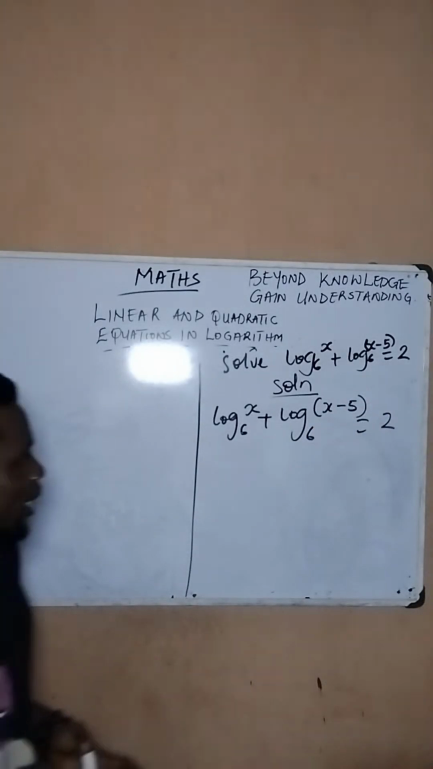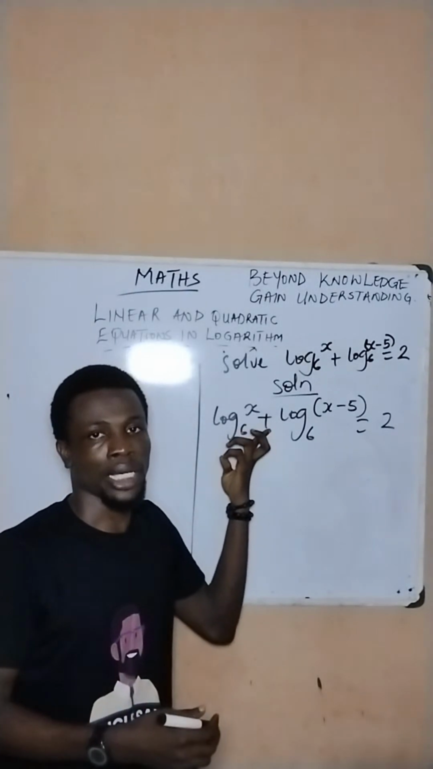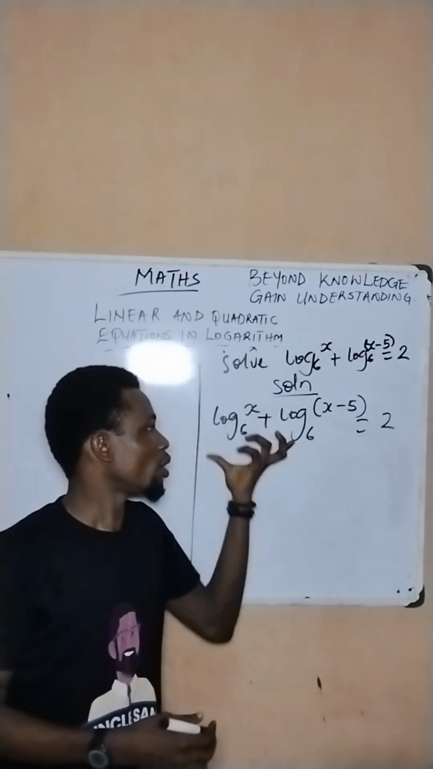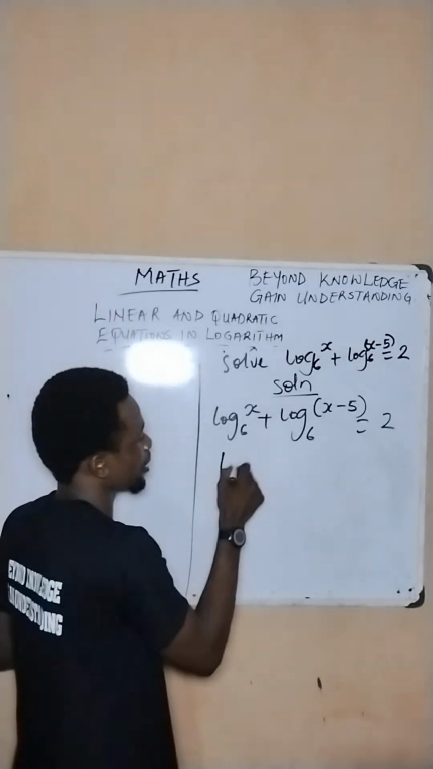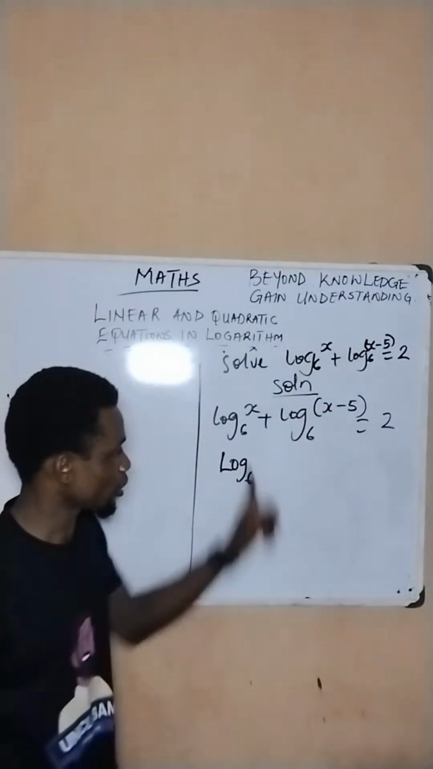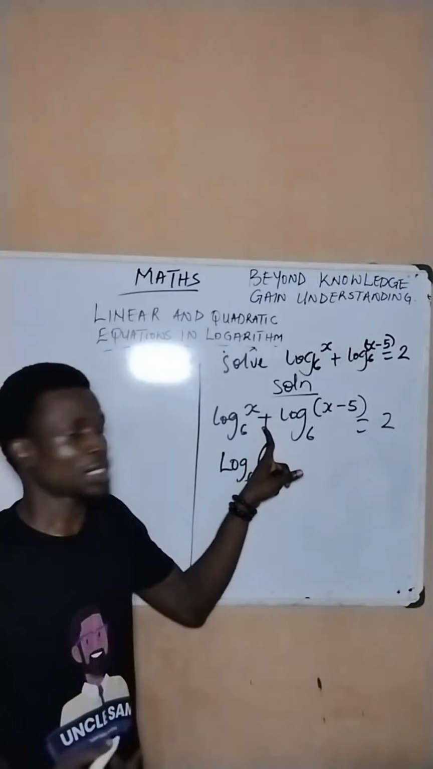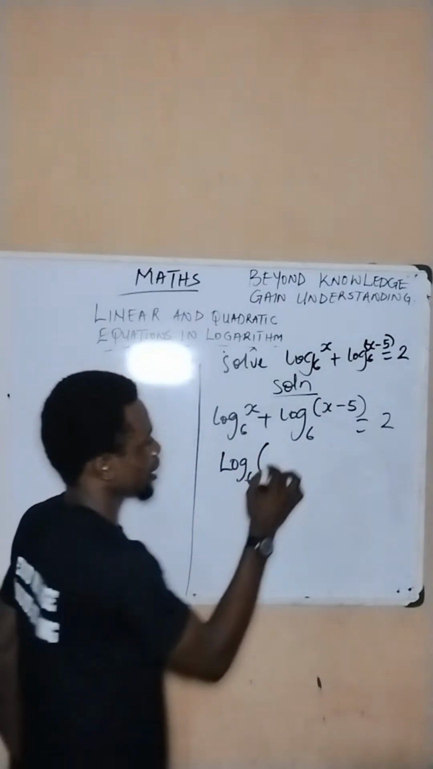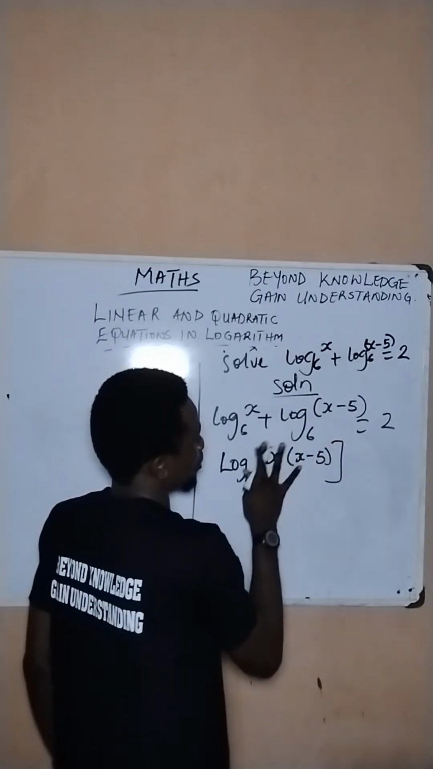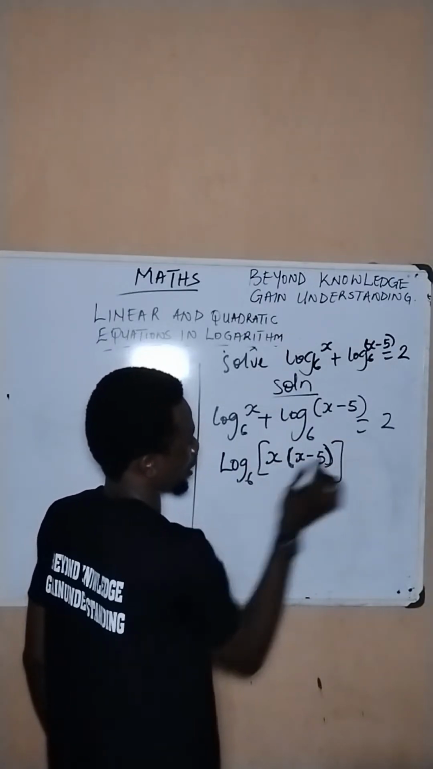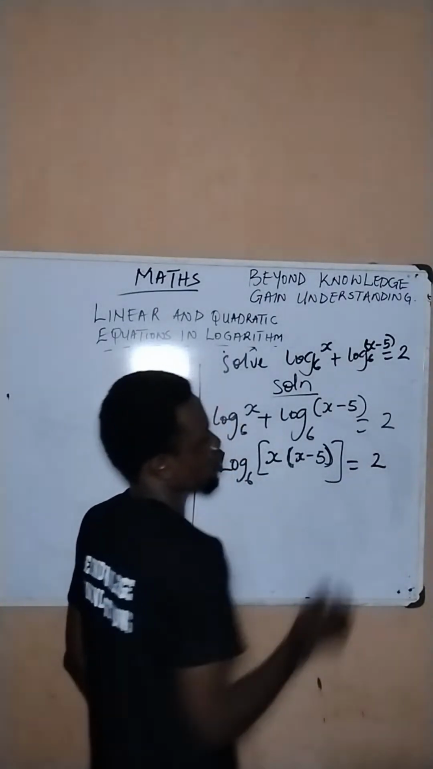What can we do here? Well, we can start by applying the basic laws of logarithm, where if you have an addition sign and the base of the 2 logs are the same, they turn to multiplication. Pick one of the bases, which is log to the base of 6, because the 2 bases are the same. Then open the bracket. This addition changes to multiplication, and the logs multiply themselves. So this is the same as saying x multiplied with x minus 5. The bracket here shows you that there is an invisible multiplication sign, equal to 2.